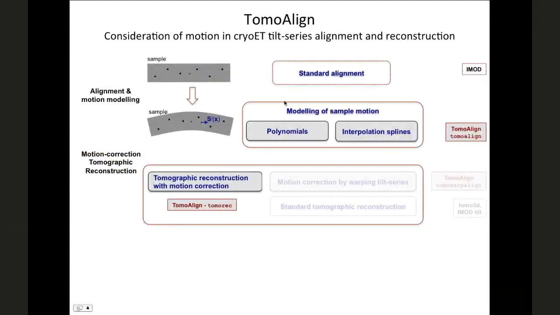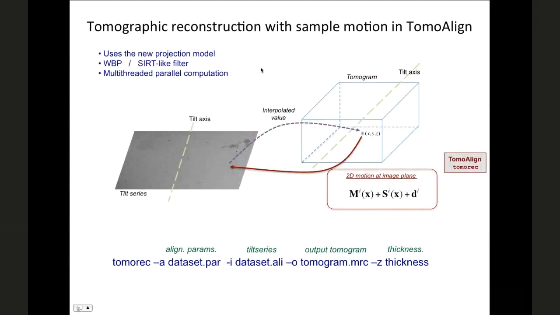Okay, so now we have the sample motion model. We have a continuous and smooth model of the sample. Now we can try to correct for it during, or simultaneously with, the tomographic reconstruction. So here the program is TomoRec. TomoRec is a program that implements a standard tomographic reconstruction, but here we use the new extended projection model, using the sample motion model, and this allows us to be more accurate for every single voxel in the tomogram.